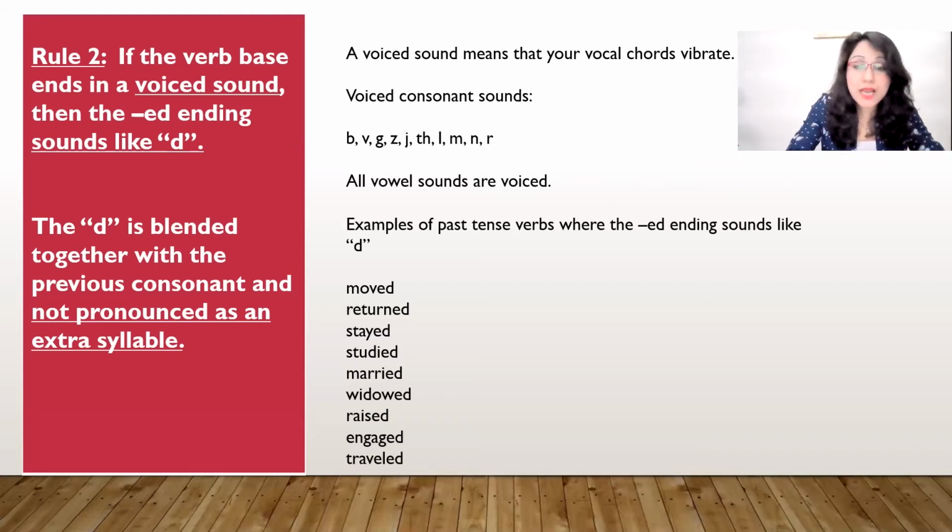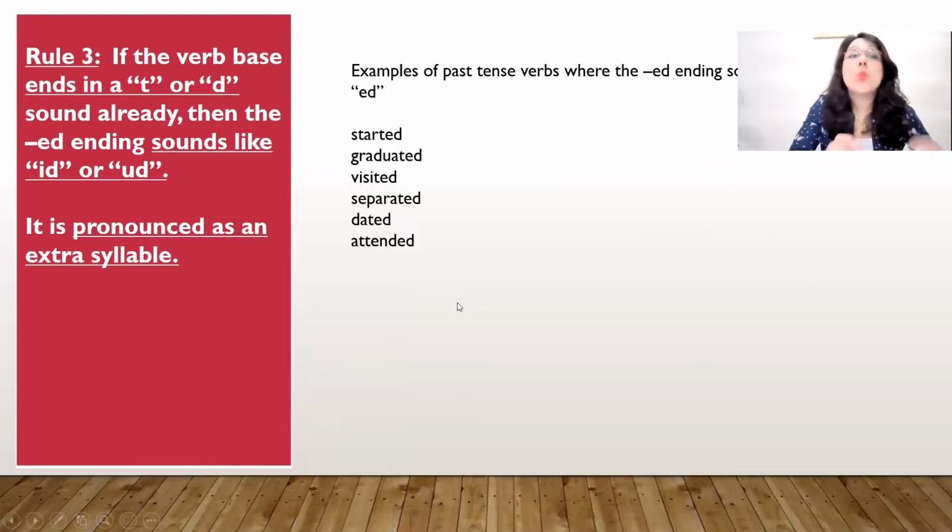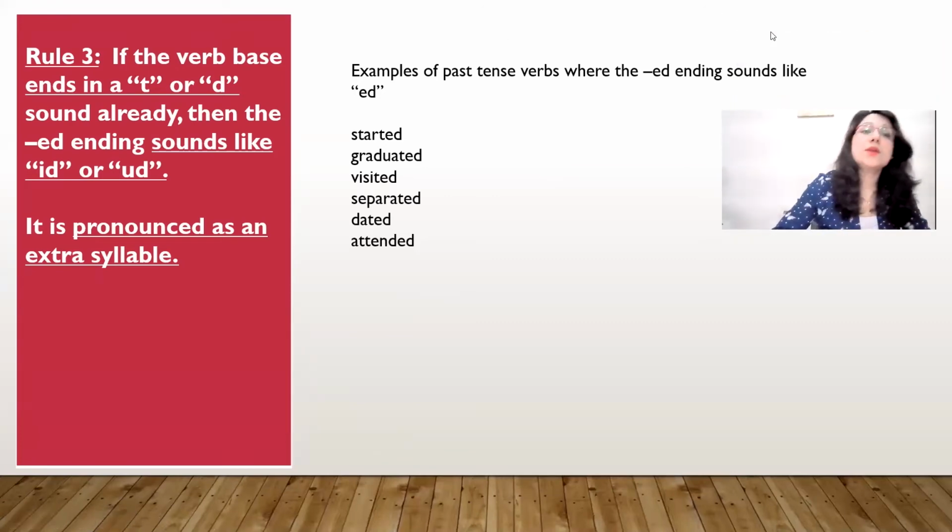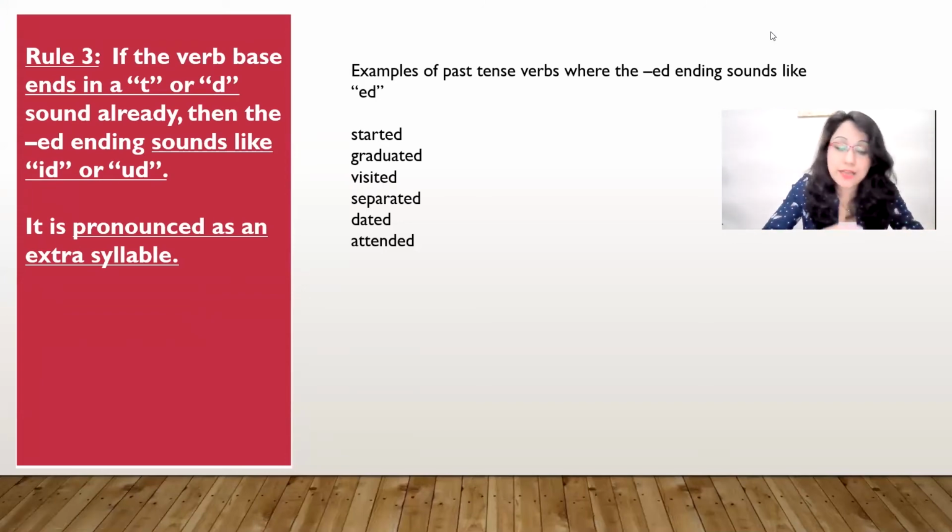Not possible. All right. So now coming to your favorite part, which is when the base verb ends with a T or a D sound already, then the ED ending sounds like id or ud. All right. So this is the only time, people, whenever the base verb ends with a T or a D. So like you have your start or you have your visit. All right. So whenever you have words that end with a T, or like this one, attend, with a D, that's the only time you're going to break them into two syllables. So this one here, started, graduated, visited, separated, dated, and attended.